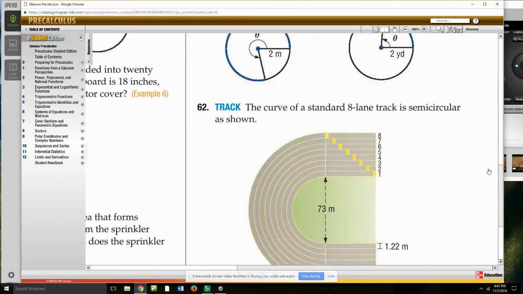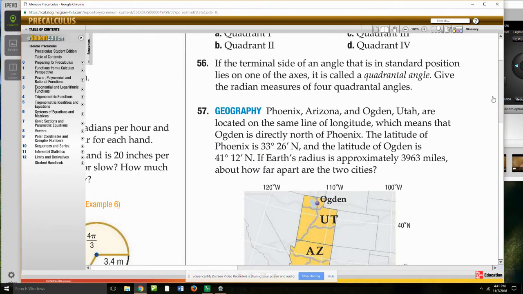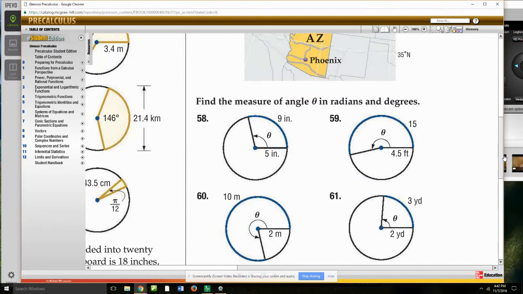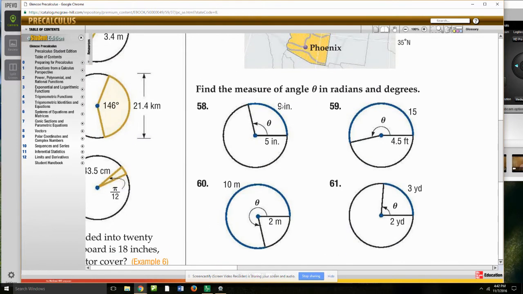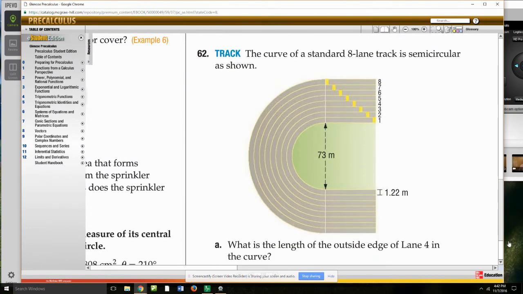All right, now let's move on up, and we have some easy questions up here. Quadrantal angles are the ones that are on the quadrants. We've already talked about that. Find the measure of the angle given the length of the sector. So again, we had one like that the night before, so let's go ahead and do a couple of these.